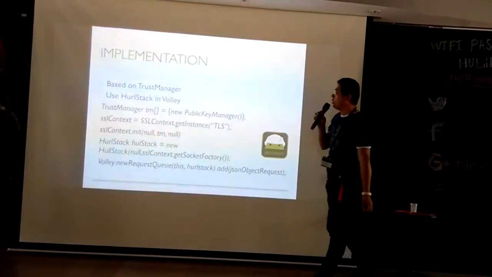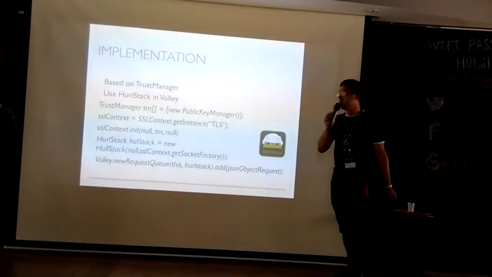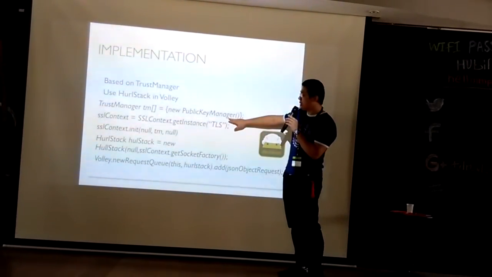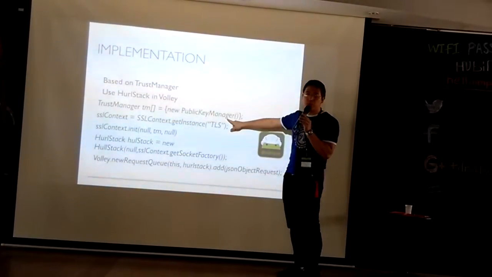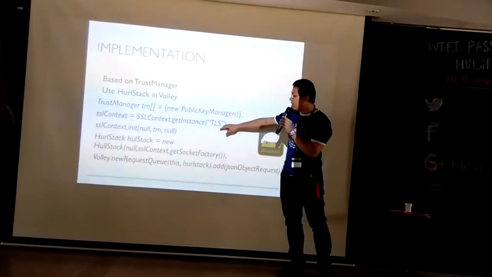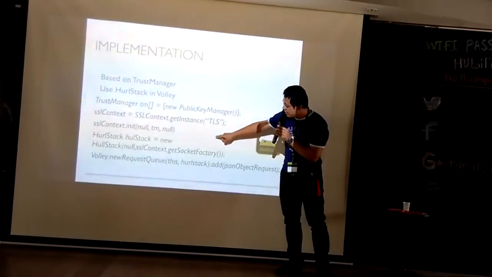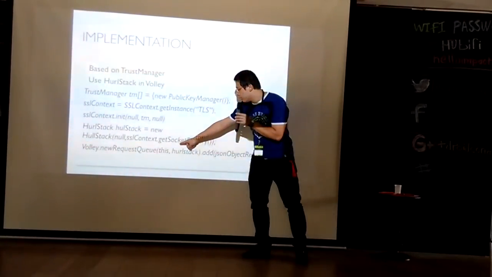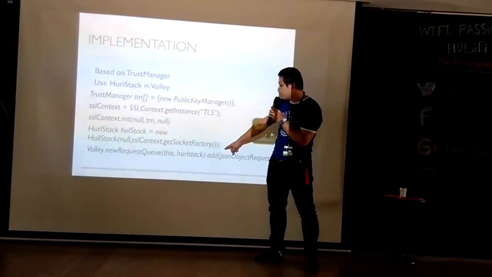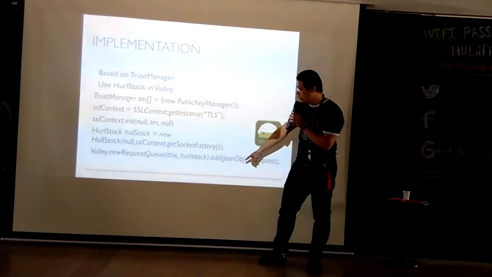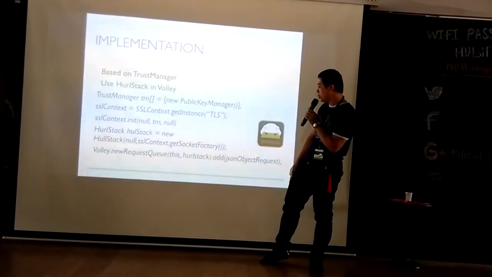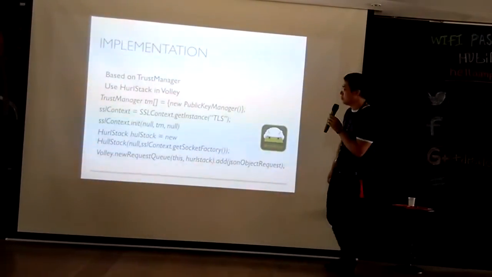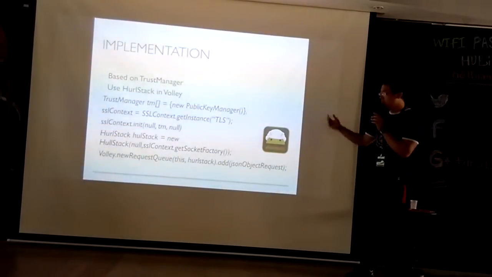So the way to do it in Volley is to implement something called a HurlStack. We create the new TrustManager with the PublicKeyManager. This is the class we are going to override. With that, we get some context for TLS. Whenever we create the new HurlStack, we pass the context, this is the context we get the SocketFactory from, and then whenever we request anything with Volley, we use this HurlStack.